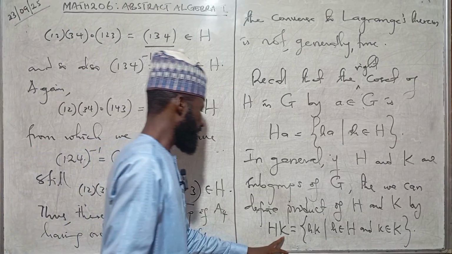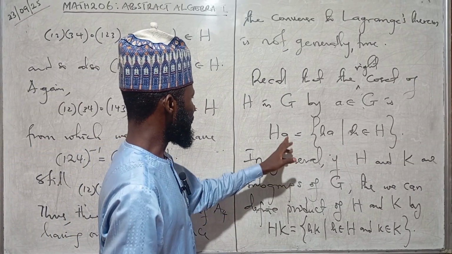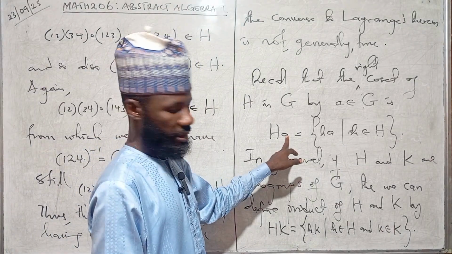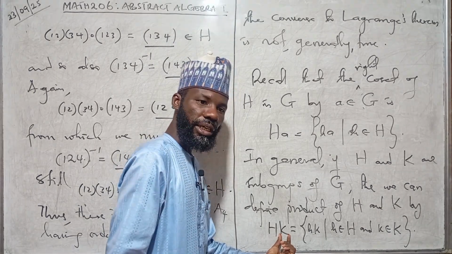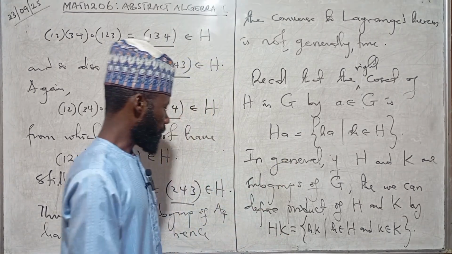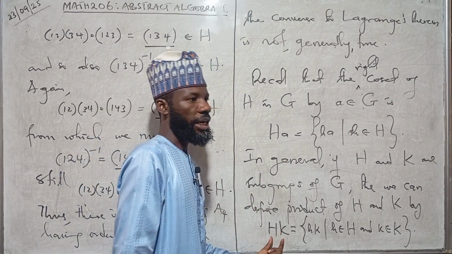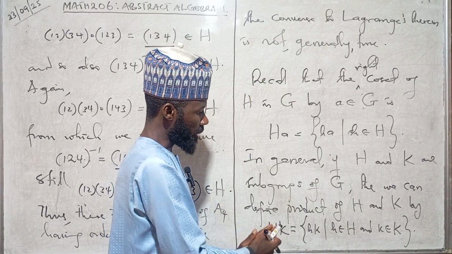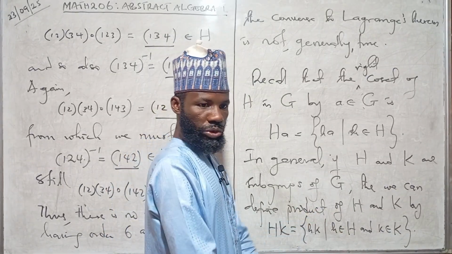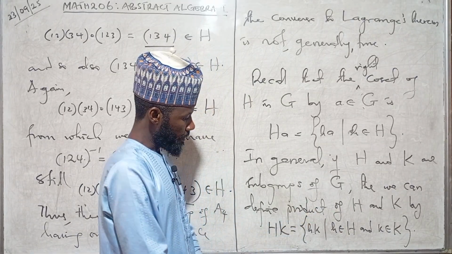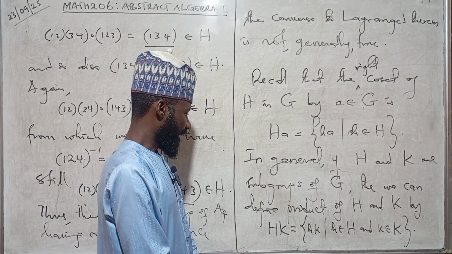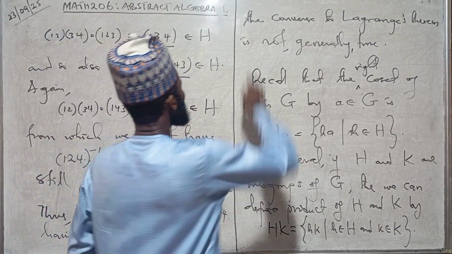You see, if K is to be a singleton containing a, then you have this. If you replace this with a singleton containing a, then you have this. But we are assuming here that both H and K are subgroups. So you can multiply subgroups to produce a new subset of the group. For example, let me give you an example.